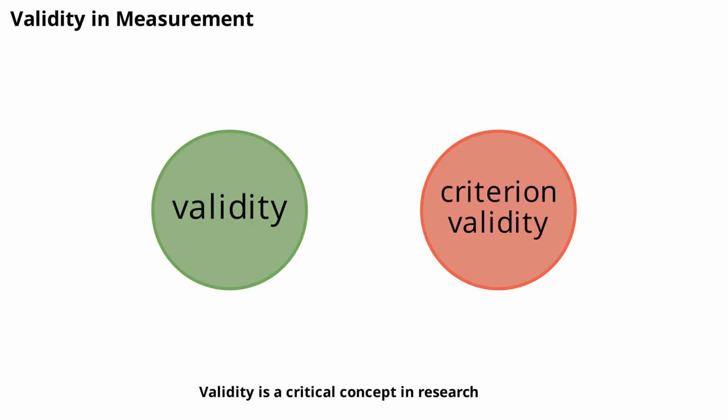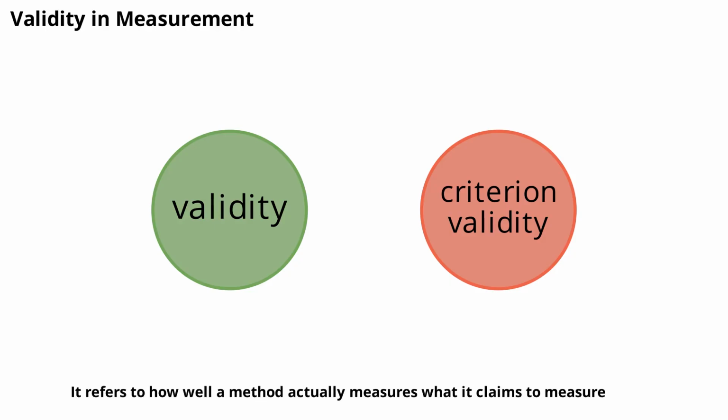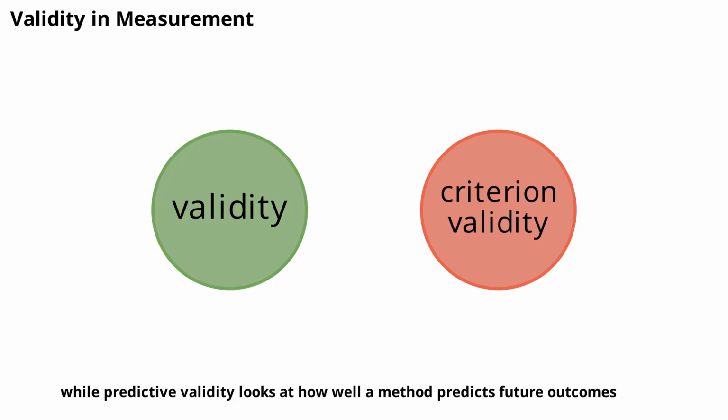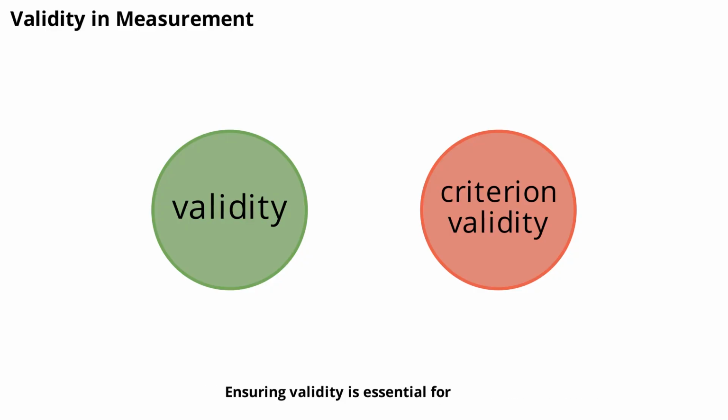Validity is a critical concept in research. It refers to how well a method actually measures what it claims to measure. There are different types of validity: logical or face validity, criterion validity, concurrent validity, predictive validity, and absolute validity. For example, criterion validity compares a method to a recognized gold standard. Concurrent validity checks if a new method matches the gold standard at the same time, while predictive validity looks at how well a method predicts future outcomes. Ensuring validity is essential for trustworthy results in physical activity research.